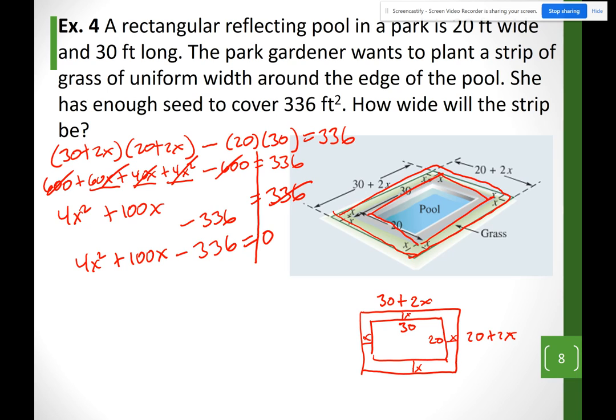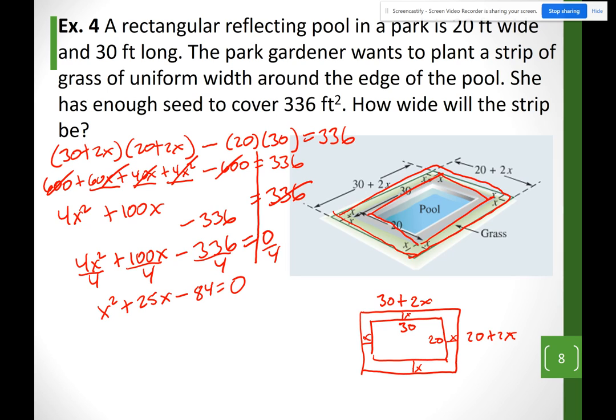We could try factoring. We could try the quadratic formula. One suggestion that I have is if your numbers can be made smaller, let's make them smaller. I see at the very front I have a 4. Let me divide everything by 4. So that gives me x squared plus 25x minus 84 is equal to 0. Nice, I'm dealing with smaller numbers.